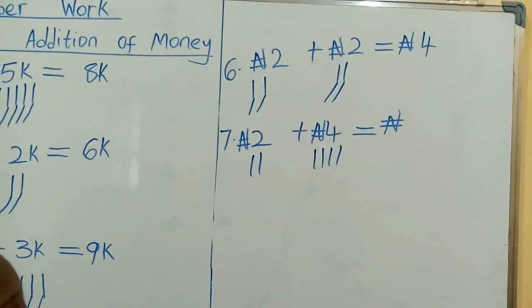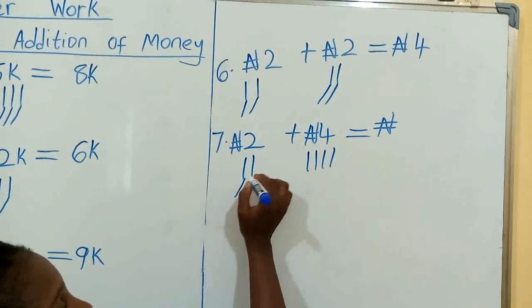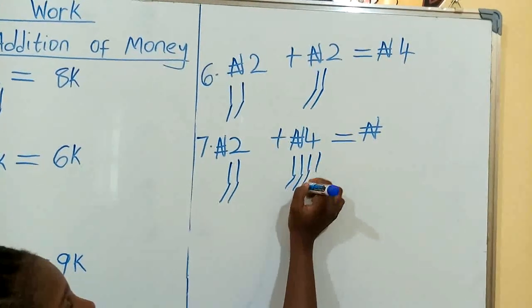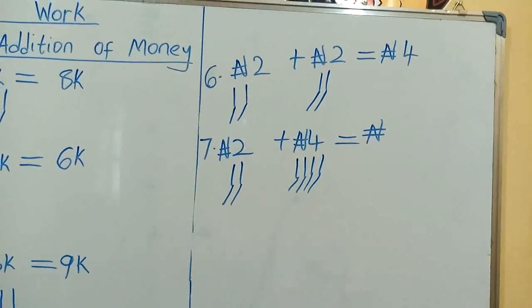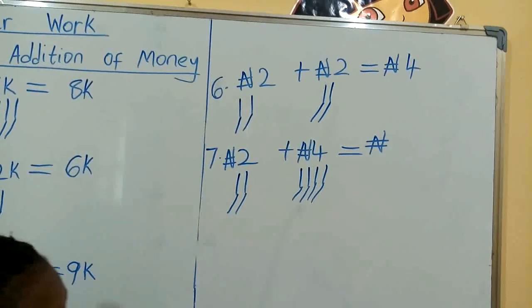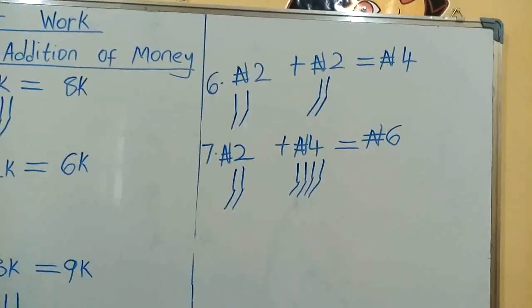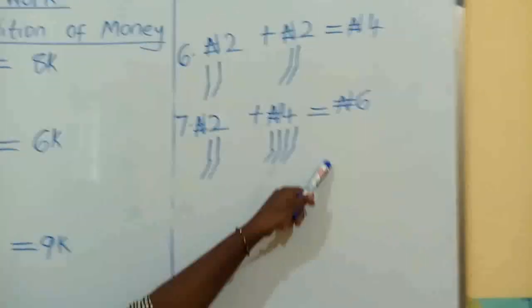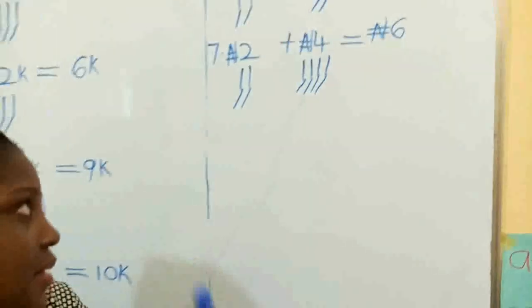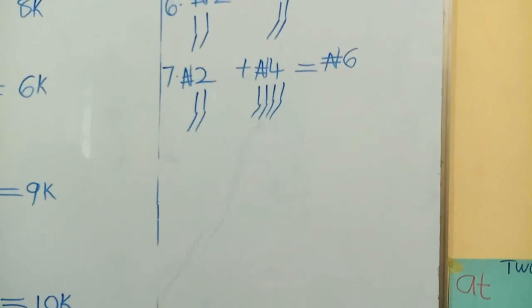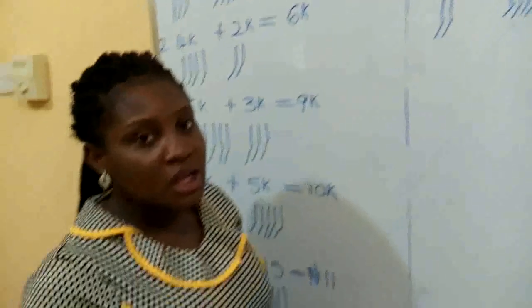We count everything together. Let's count 1, 2, 3, 4, 5, 6. So how many strokes are there? 6. So if your answer was 6, you are correct. Okay. I believe we are following.